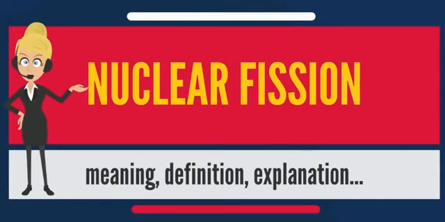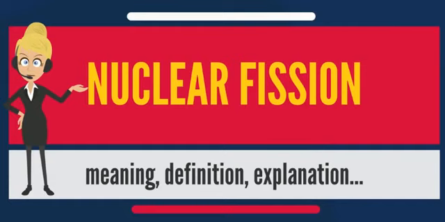Nuclear fission of heavy elements was discovered on December 17, 1938 by German Otto Hahn and his assistant Fritz Strassmann, and explained theoretically in January 1939 by Lise Meitner and her nephew Otto Robert Frisch. Frisch named the process by analogy with biological fission of living cells.